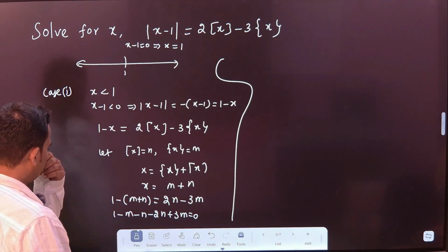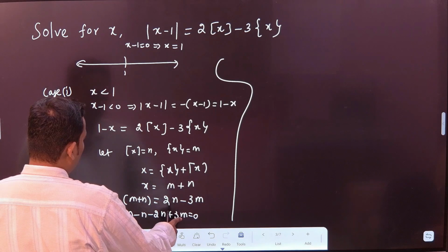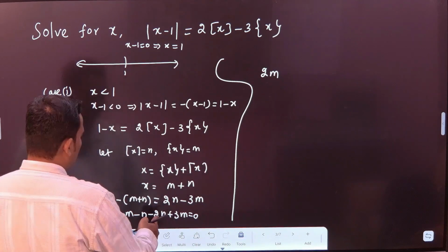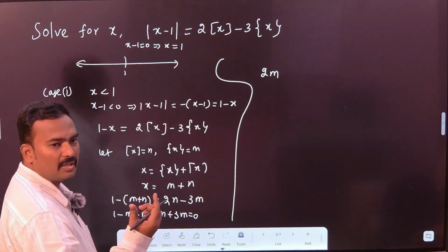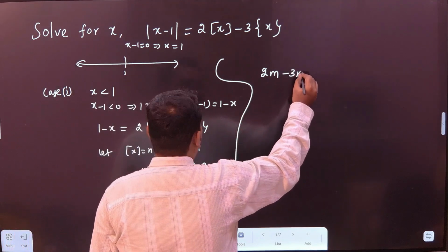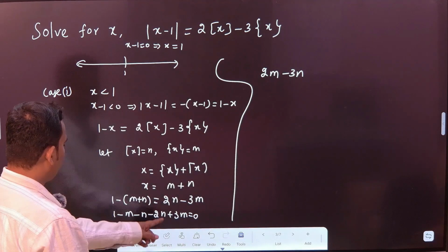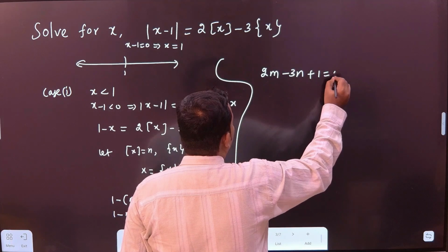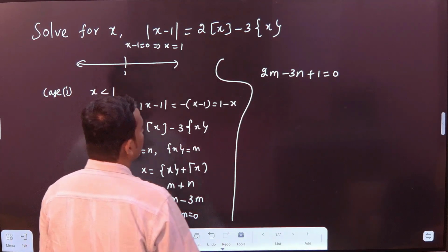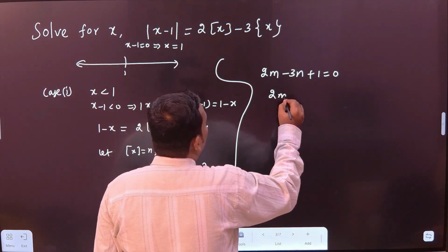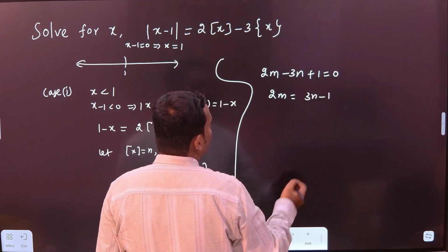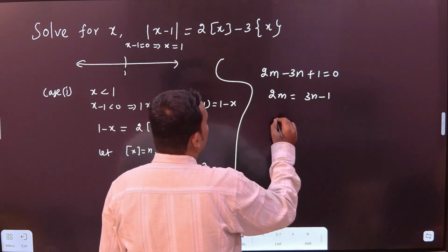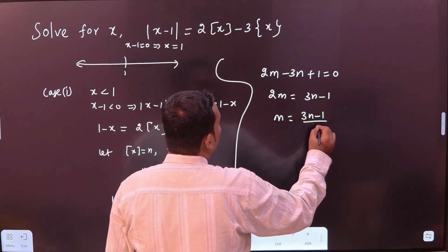So 3m is there. 3m minus m is what? 2m. And minus n minus 2n is what? Minus 3n. Correct? 3m minus m, 2m, minus 3n plus 1 is equal to 0. Clear? Yes. So 2m is equal to 3n minus 1. You send to the right side. m is equal to (3n minus 1) by 2.